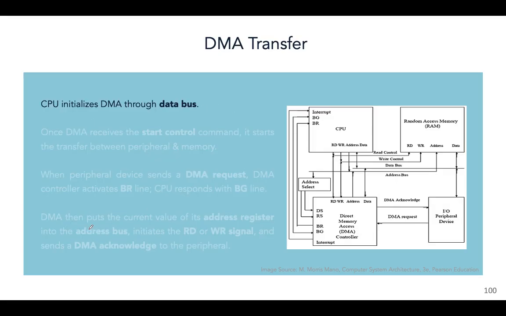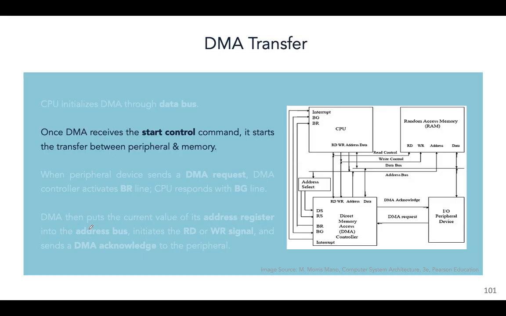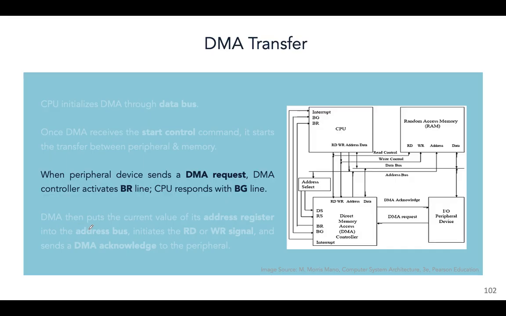Alright, CPU initializes DMA through data bus, right? Once DMA receives the start control command, it starts the transfer between peripheral device and memory. When peripheral device sends a DMA request, DMA controller activates the BR line, CPU responds with the BG line, right? The DMA controller receives a request from an input-output device. It activates the BR line, bus request line. This line goes to the CPU. When CPU receives the bus request line, it activates the bus grant line to indicate to the DMA controller that access to the bus has been granted. Alright.